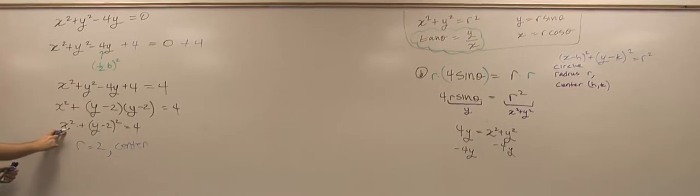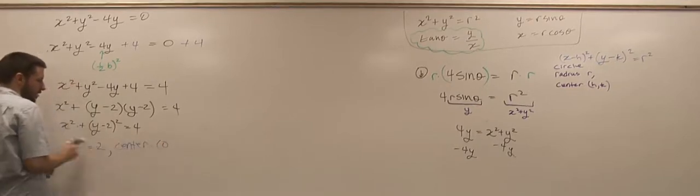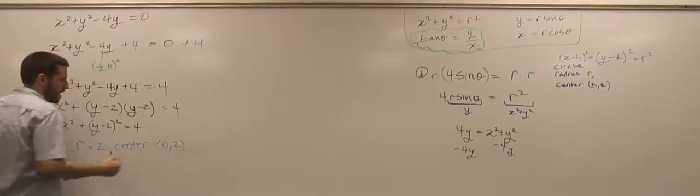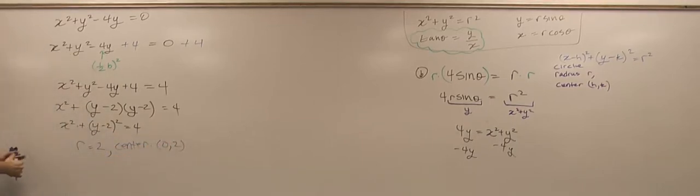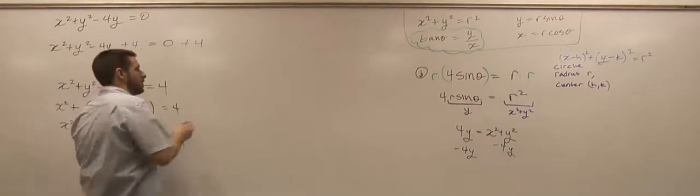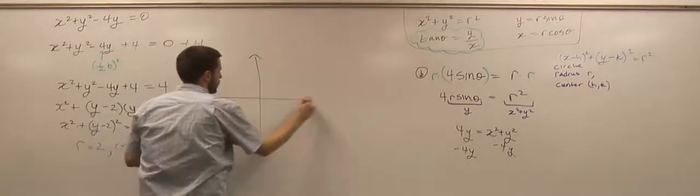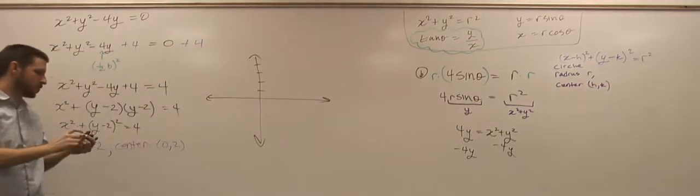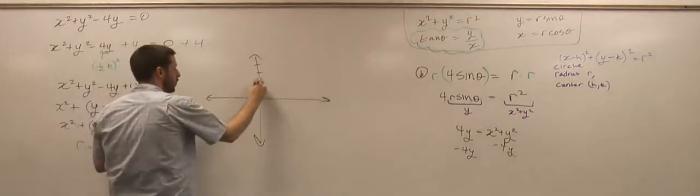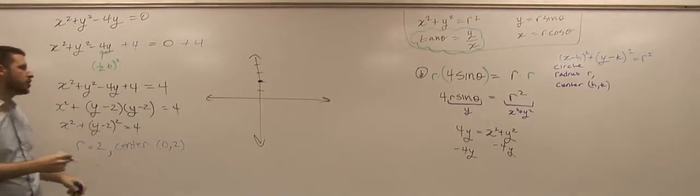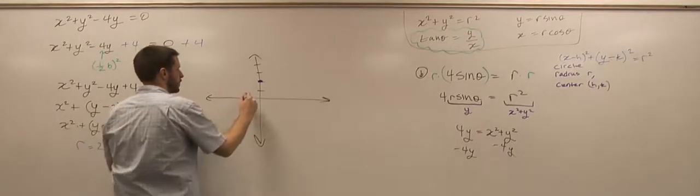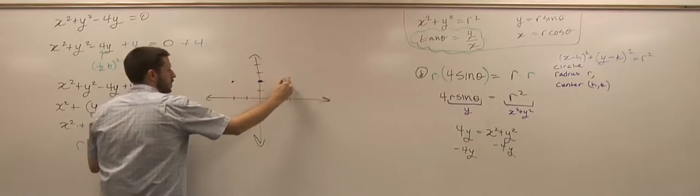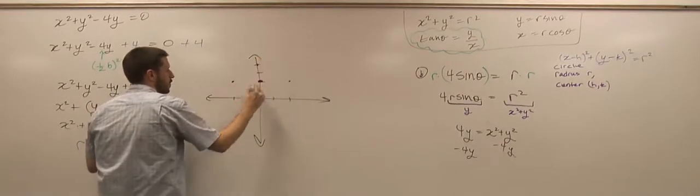Nothing's being added to the x. So 0 is your x coordinate of the center. 2 is being subtracted from the y, you change the sign. And then you know your graph. Center 0, 2. Radius 2, so I go out 2 in every direction. 1, 2, 1, 2, 1, 2, 1, 2.